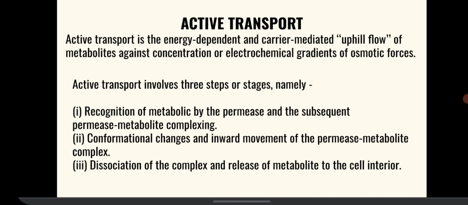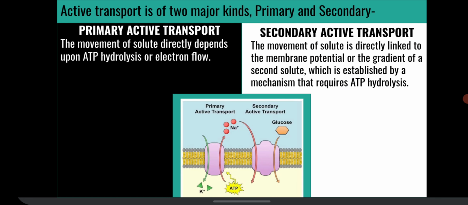Active transport. Active transport is the energy dependent and carrier mediated uphill flow of metabolites against concentration or electrochemical gradients or osmotic forces. Active transport involves three steps or stages, namely recognition of metabolite by the permease and the subsequent permease metabolite complexing. Second, conformational changes and inward movement of permease metabolite complex. Third one is dissociation of the complex and release of metabolite to the cell interior.